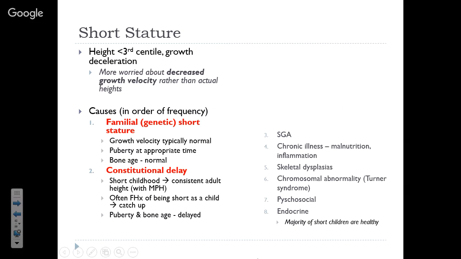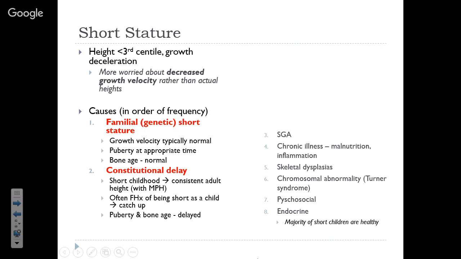Short stature is basically height below the third centile, or growth deceleration as well. The main two causes are familial and constitutional delay. So familial, basically, there's a family history of being quite short. The growth velocity is actually typically normal, and most kids will have puberty at a normal time, and the bone age scan will also be normal.